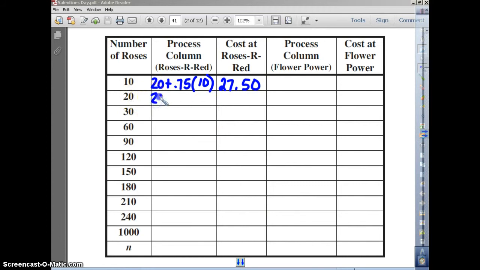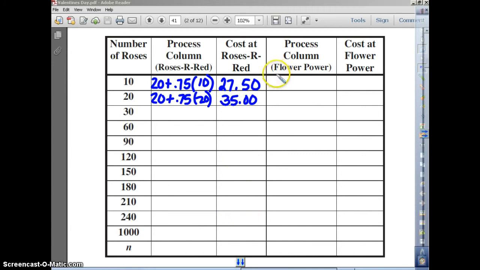Okay? Let's do it for 20 roses. They have a fixed down payment of $20, and then it's 75 cents per rose times 20 roses. Okay? Well, if it was $7.50 for 10, it's going to be $15 for the 20 roses. $15 added onto this is $35. Okay? So you guys are going to finish doing this column here on your own. I've got it started for you. I know you know how to finish this out. If you guys want to use a calculator on this, I will let you do that.